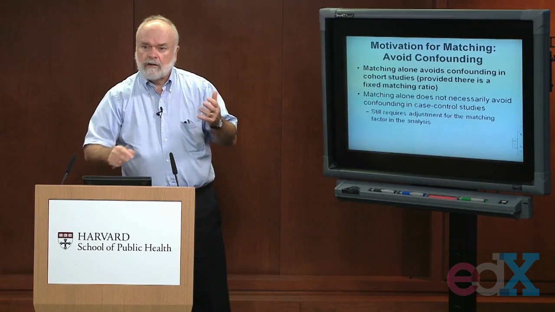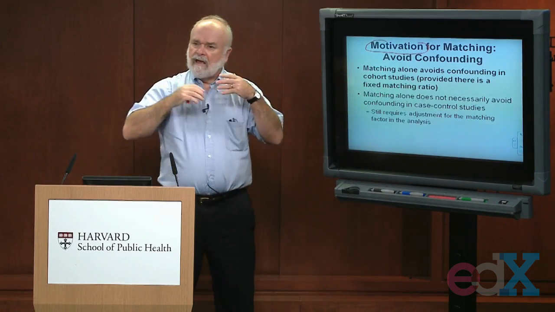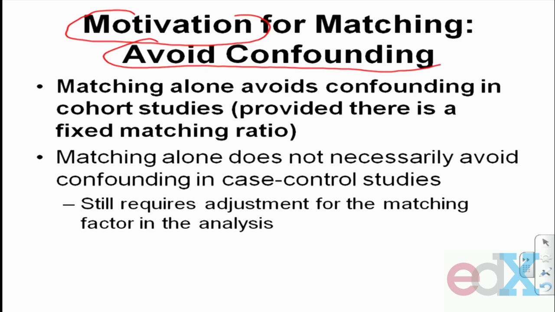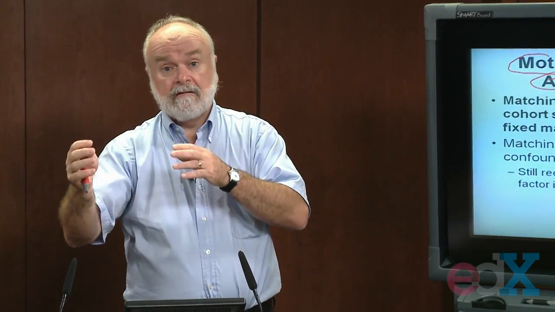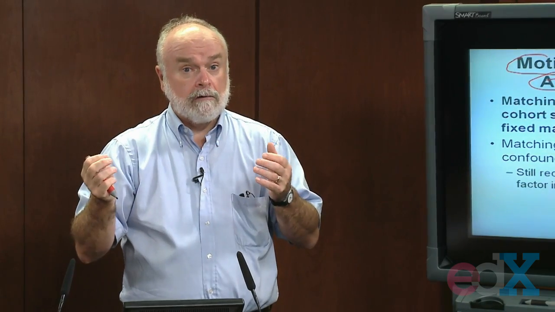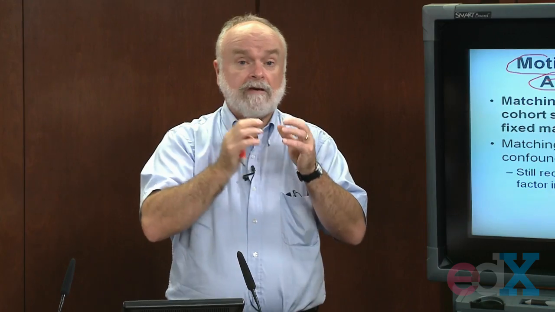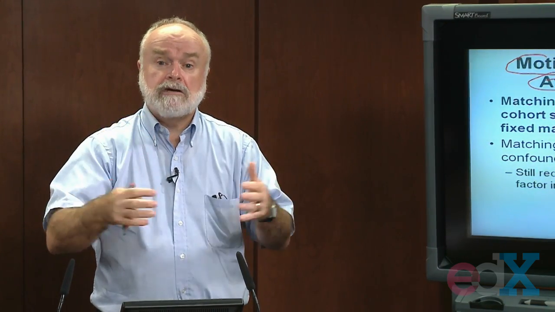Well, why do we do this? What's the motivation for matching? I think if you ask people, why did you match in this study? 99.9% of them are going to say, I did it because I wanted to avoid confounding. I want to make my two comparison groups, my smokers and my non-smokers in my cohort study, or my cases and my controls in my case control study, look comparable with respect to having the same age distribution, because that's the reason I matched on it.